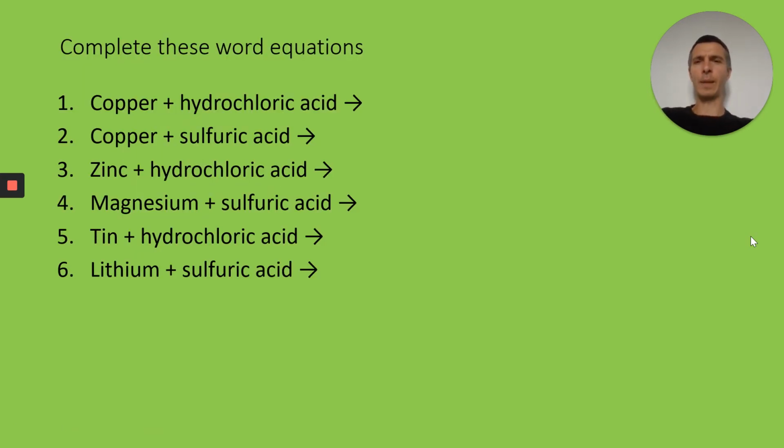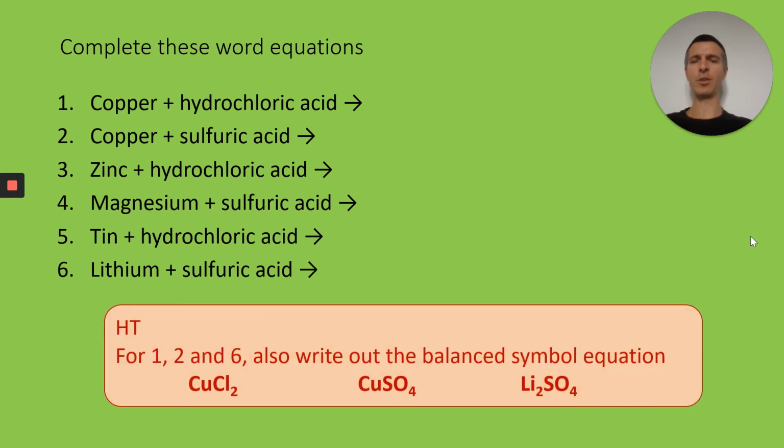So, based on that information, could you have a go at completing those word equations, please? And if you're feeling brave and able to, could you also balance the symbol equations for numbers 1, 2, and 6? That's a higher tier task. To help you do that task, you've been given symbols for the products at the bottom there for those equations. So pause the video, please, and either do the word equations or do the word equations and symbol equations 1, 2, and 6.